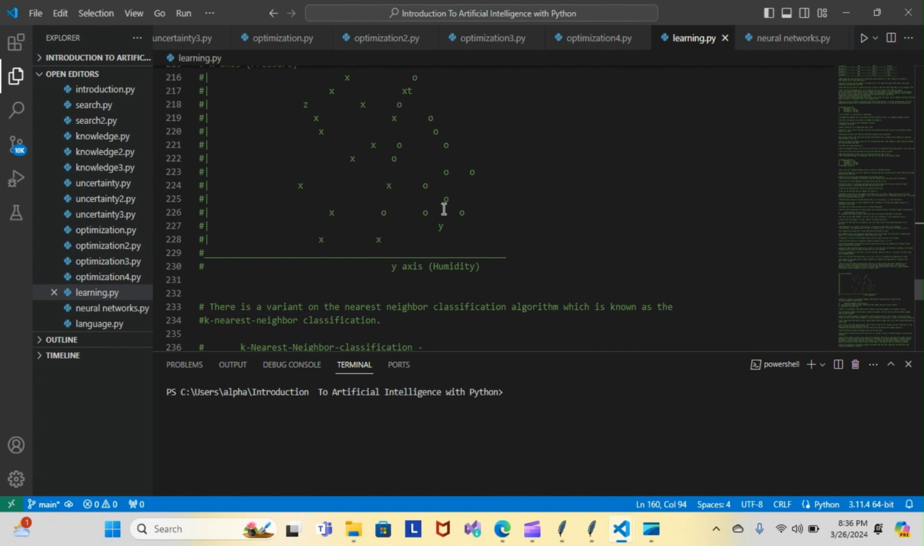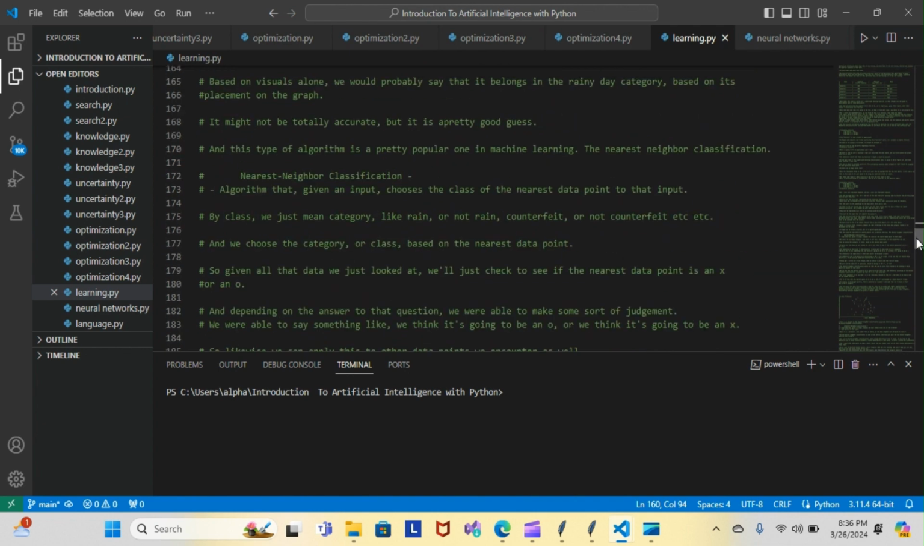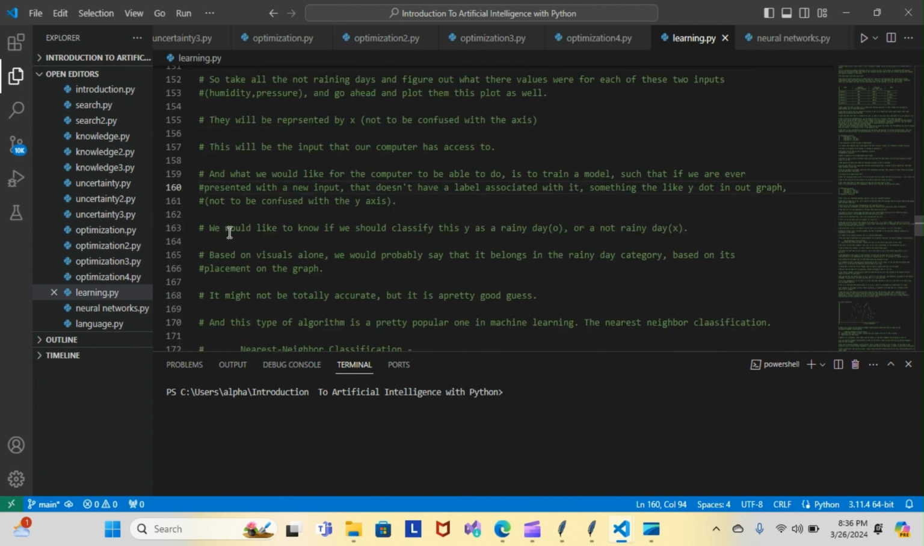As you can see, we have a new input here, or Y, in our graph amongst the X's and O's. Now let's go back up and see what's going on with that. We would like to know if we should classify this Y as a rainy day, an O, or not a rainy day, an X. Based on visuals alone, we would probably say that it belongs in the rainy day category based on its placement on the graph. It might not be totally accurate, but it is a pretty good guess.